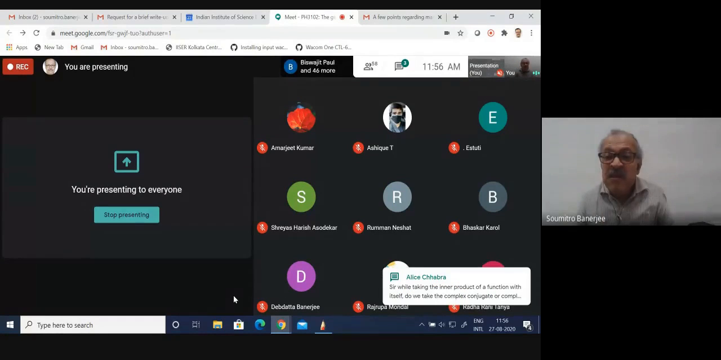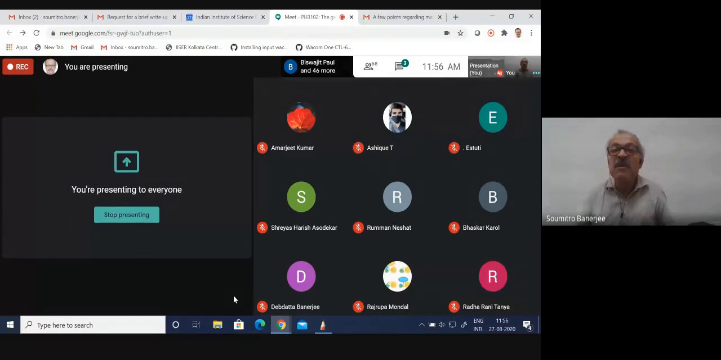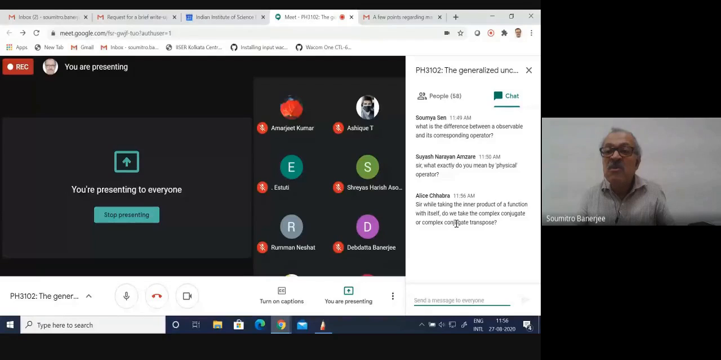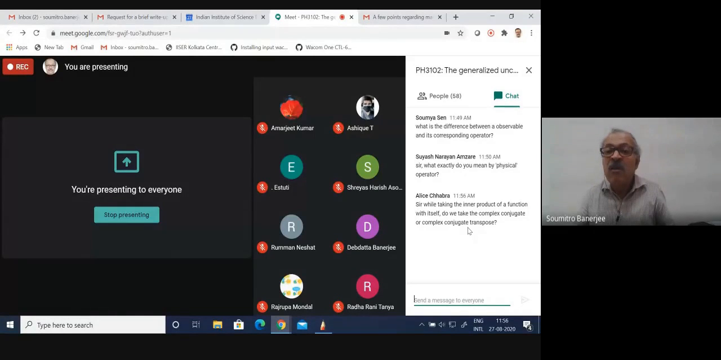Sir, while taking the inner product of a function with itself, do we write the complex conjugate or the complex conjugate transpose? No. If you are talking about the function, it is just a complex conjugate. Transposition comes when we talk about matrices or vectors. I'll come to that, how all these can be done using matrices and vectors. Vectors meaning real vectors, like this. I'll come to that later. And then we'll deal with the question of transposition and things like that. Presently, we are only doing complex conjugate.